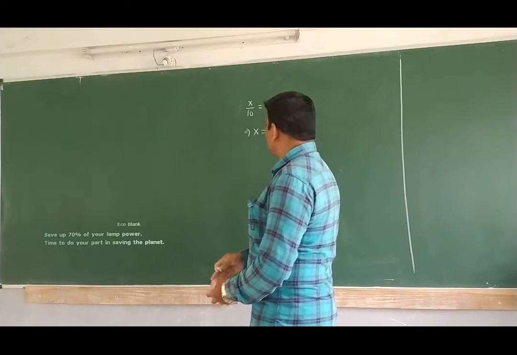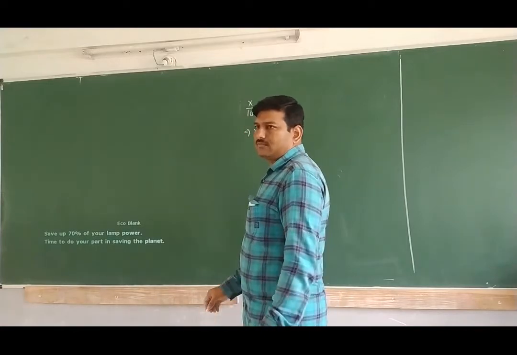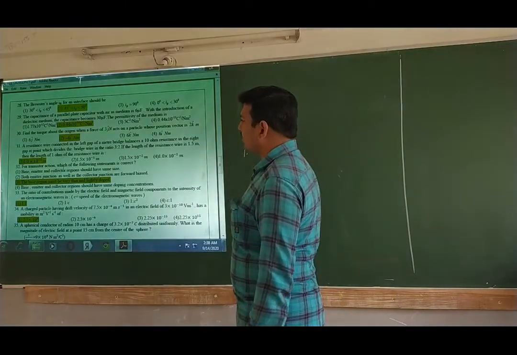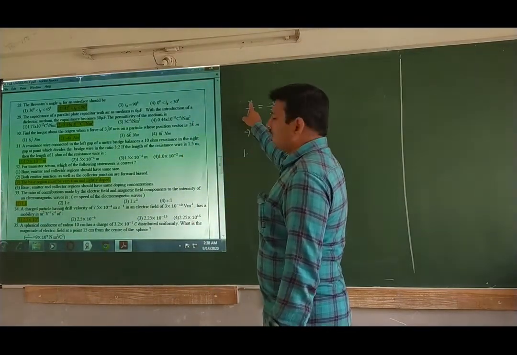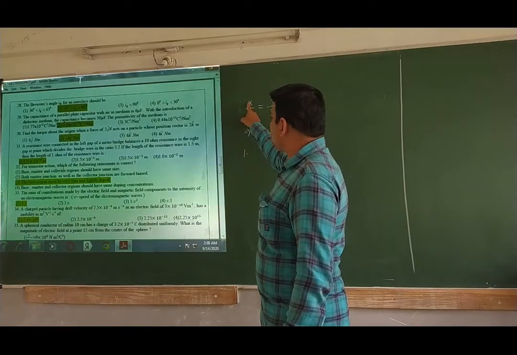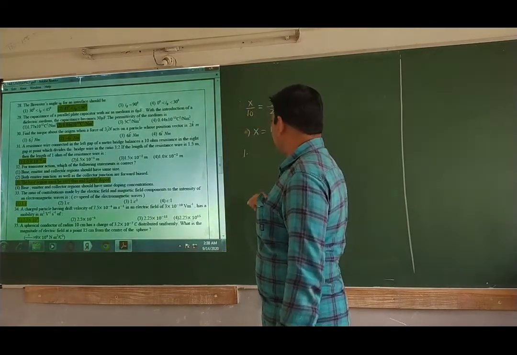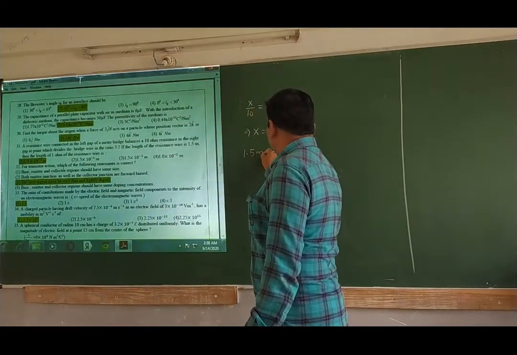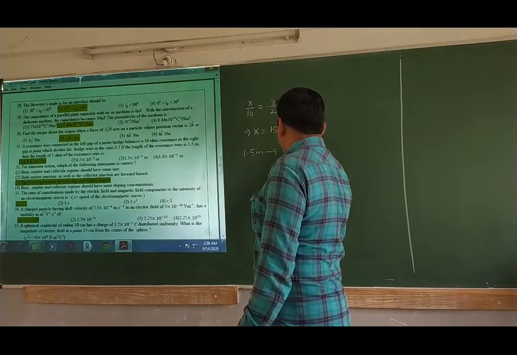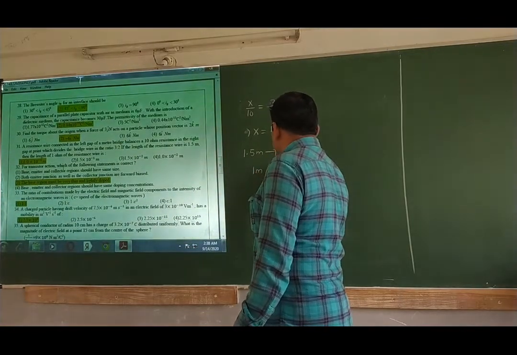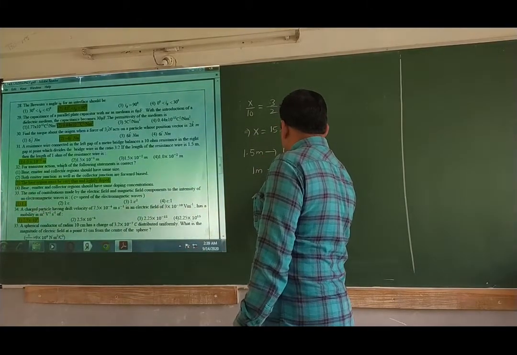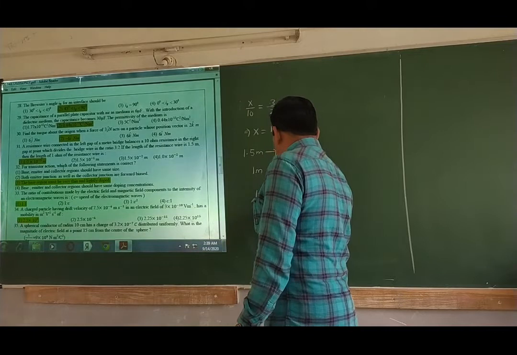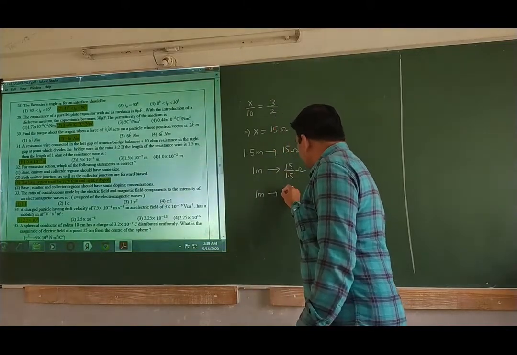What is the length of the wire they have given? The length of the wire is given as 1.5 meter. The wire whose unknown resistance is X has a length of 1.5 meter. For 1.5 meter length, the resistance is 15 ohm. For 1 meter length, what is the resistance? For 1 meter length, 15 divided by 1.5 ohm. So for 1 meter length, it is 10 ohm.